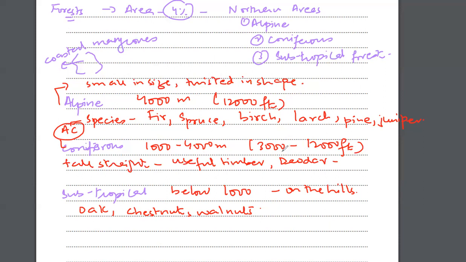And the other feature is that alpine forest and coniferous forest have long needle shaped leaves and branches sloping downwards, thick bark and soft wood, and evergreen. So the things common in both, AC, are evergreen and long needle shaped leaves. Okay.